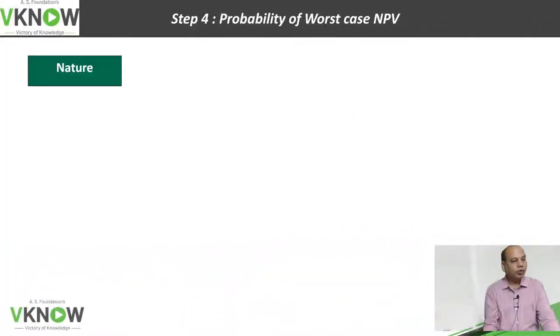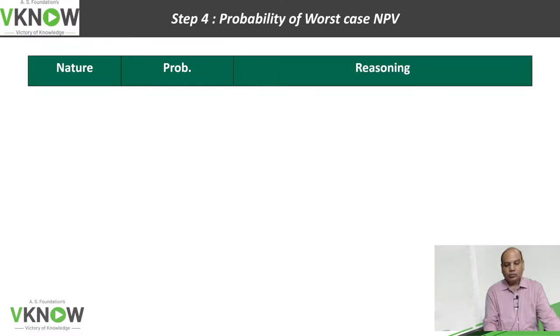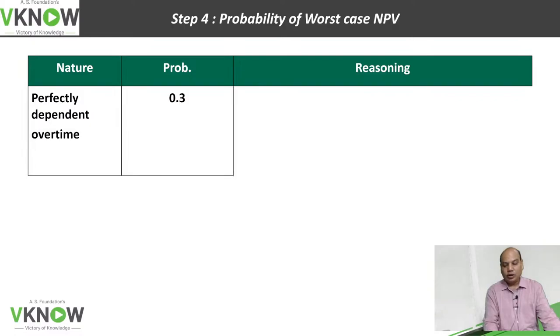Write down step number 4, probability of worst case NPV. Probability of worst case NPV means, what is the probability you'll get negative 8480. Write down the nature: perfectly dependent over time. If it is perfectly dependent over time, if you know first year will be worst, it will be worst in all the remaining 4 years. So whatever is the probability of getting worst NPV in first year becomes the probability for the entire project. So it will be 0.3.